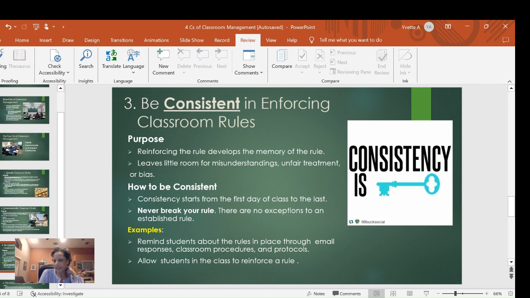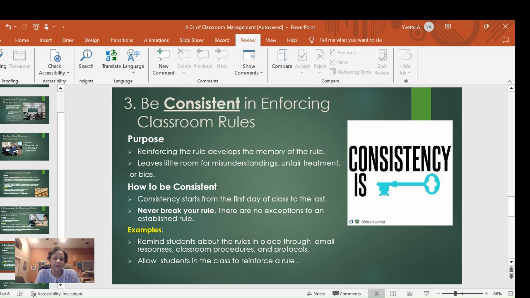How to be consistent: your consistency starts the first day of school. I have actually had a meeting on the last day of school regarding a classroom rule. It can go to the last day of school. So don't get frustrated that you have to constantly repeat these rules over and over again. Never break your own rule.